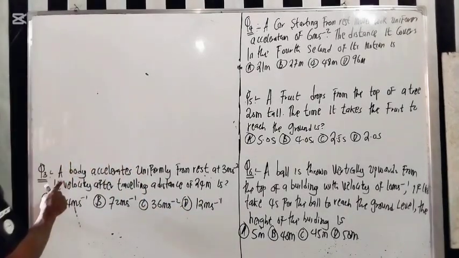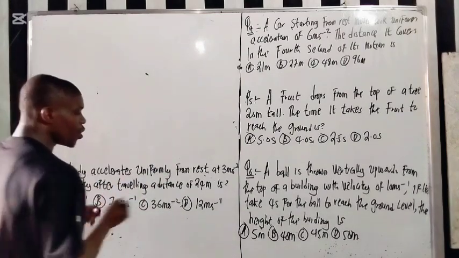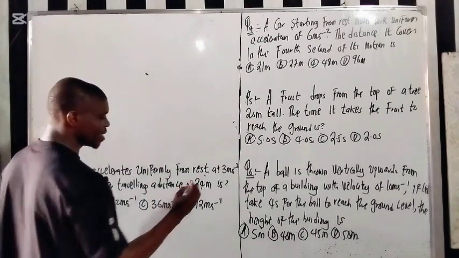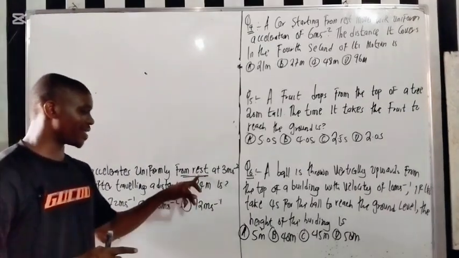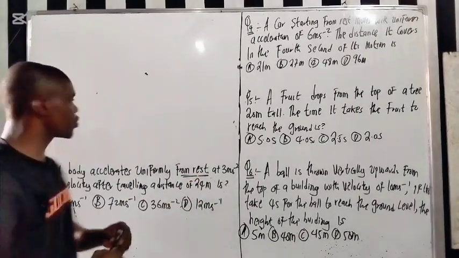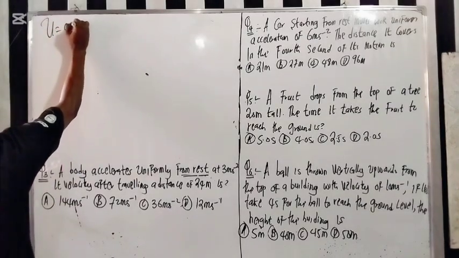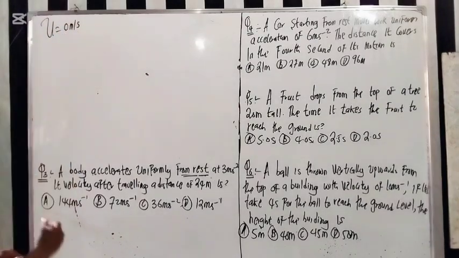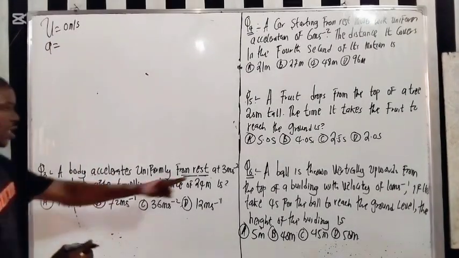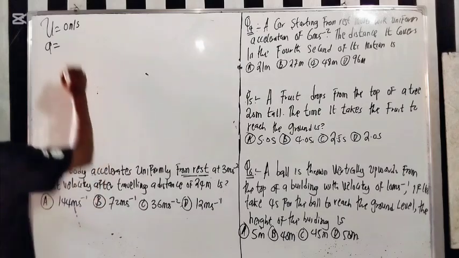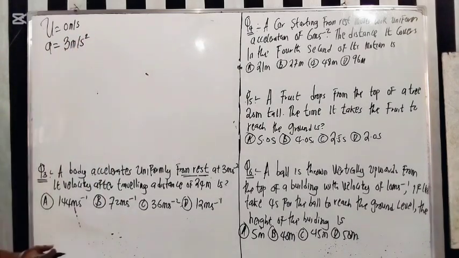So yeah, they say a body accelerates uniformly from rest. So immediately you say this rest, that is my initial velocity is what? 0. When I see rest, my initial velocity is what? 0. So here we have u equal to what? 0 meters per second. 0 meters per second. So my acceleration here, a, is what? 3 meters per second squared, right?